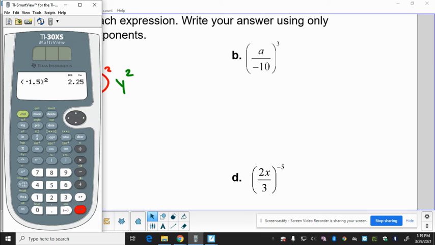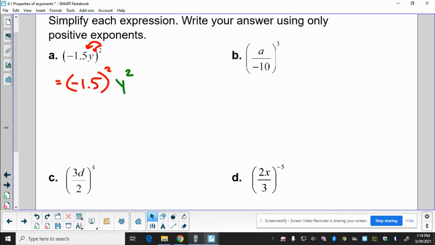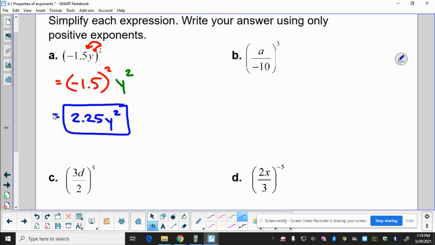That's going to be 2.25. So this answer is 2.25 y to the second power. Part B. Same thing goes, everybody. That 3 will be distributed to both.